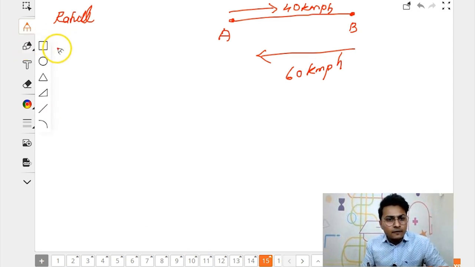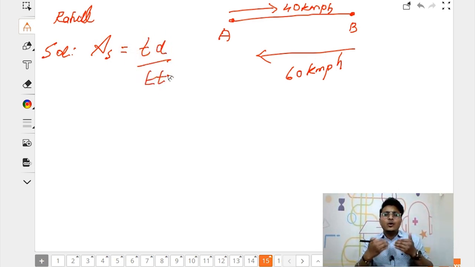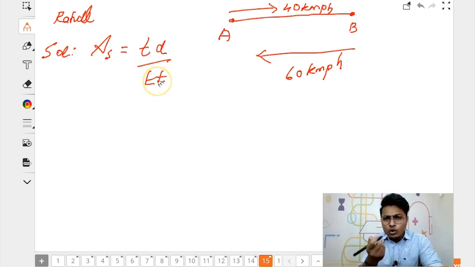But if I write down the formula for average speed, I should get average speed is equal to total distance by total time taken. I don't have any of them. So our first responsibility is to find out what is the total distance first and what is the total time taken first. Okay? So let us move on to find it out.